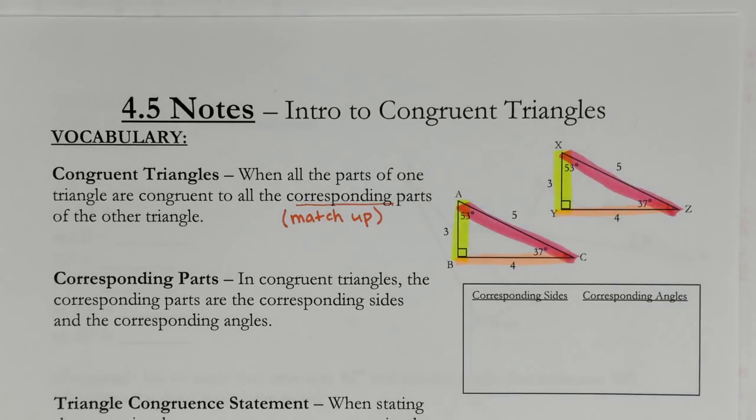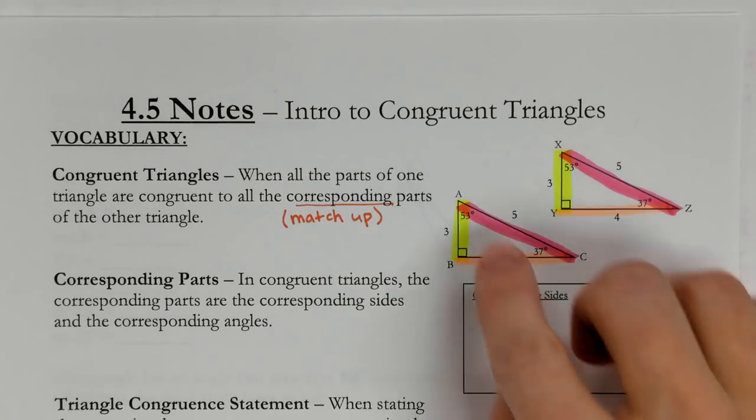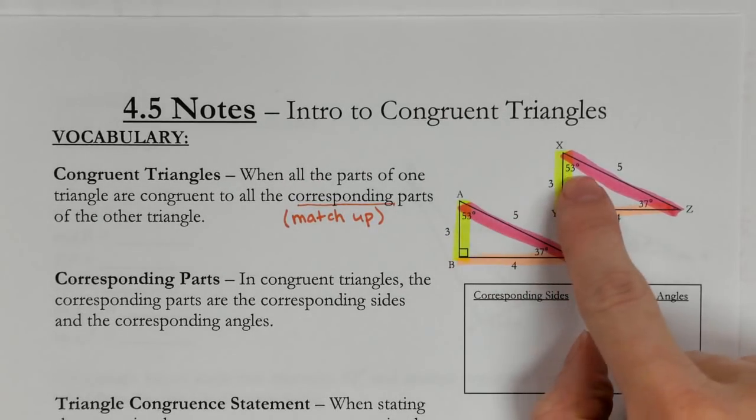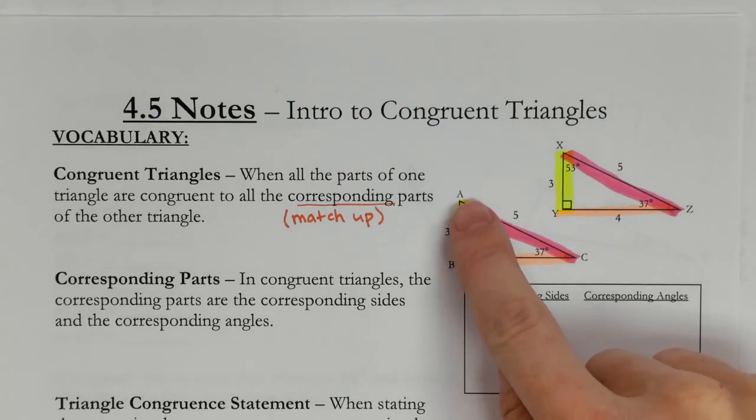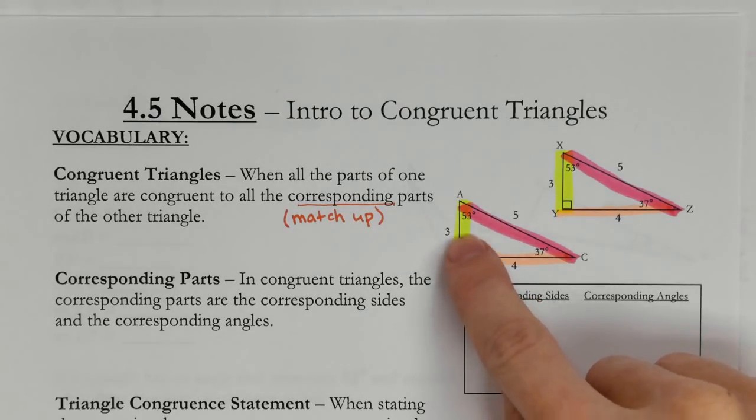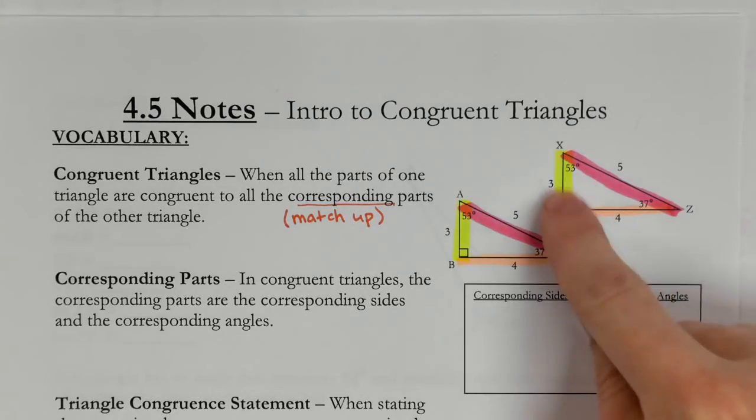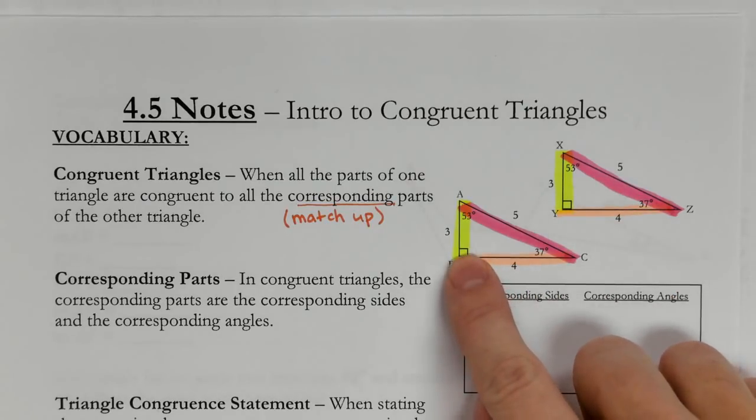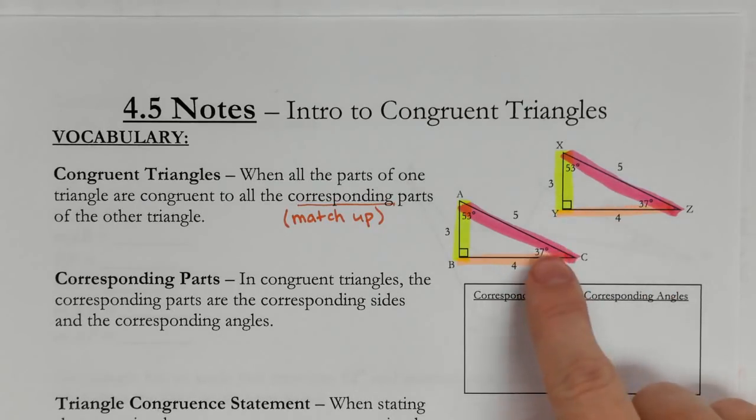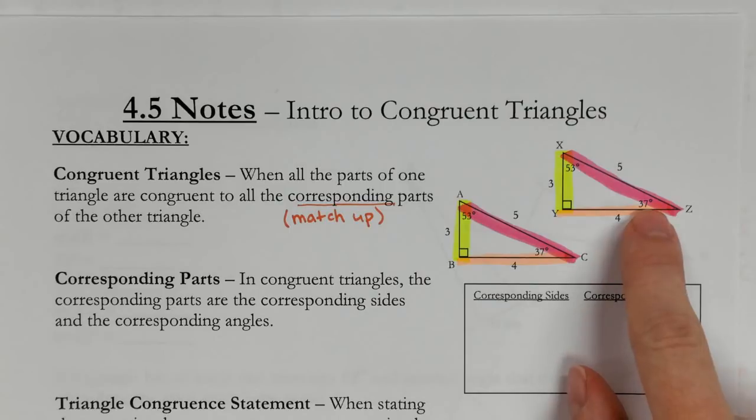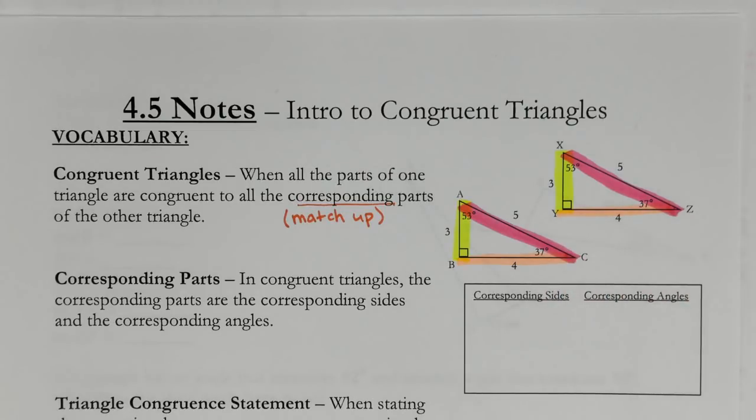There are also corresponding angles. So here 53 matches with 53. And then if you look at the colors, we're going to be looking at colors later too. They have yellow and pink, yellow and pink. Then we have a 90-degree angle and a 90-degree angle. And we have 37 degrees and 37 degrees. So we have sides that match up or are corresponding, and we also have angles that are corresponding.